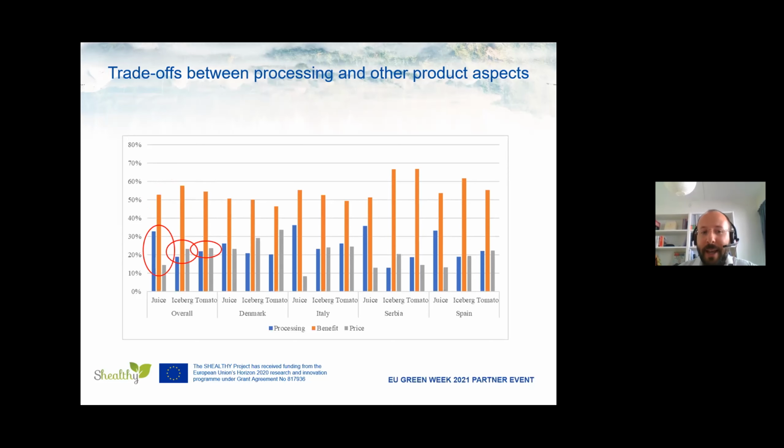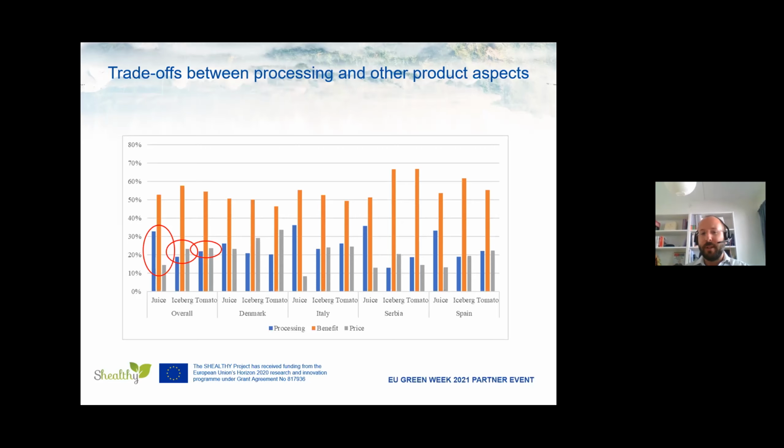Processing and price had a similar effect on consumers' choices, at least when it comes to iceberg and tomato, whereas only for the juice, processing information was actually more important than price. And this could mean, in theory, it could make sense because juice is a more processed product than whole produce. So it could mean that consumers think more about processing in the context of a product like juice than a product like cherry tomatoes.